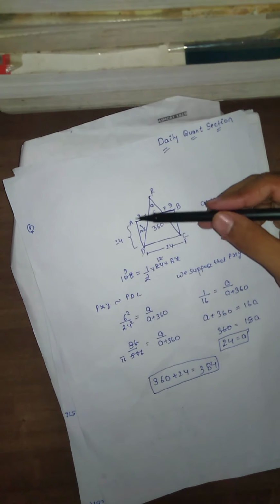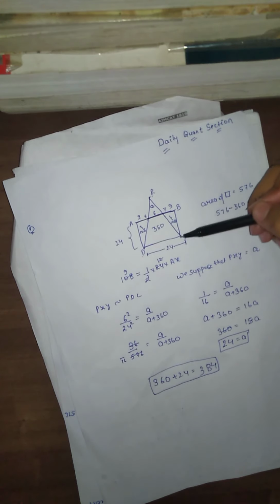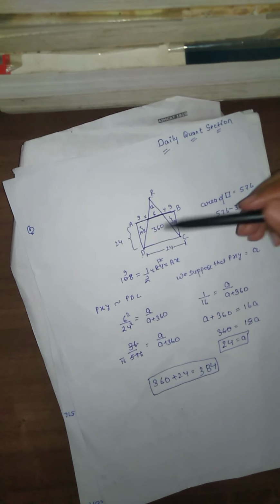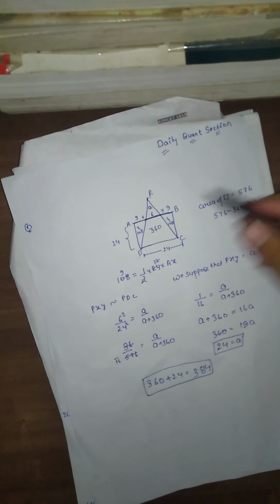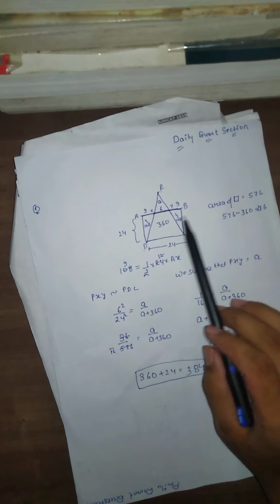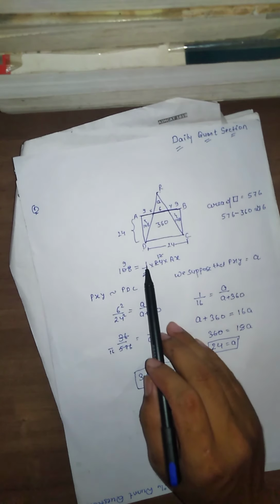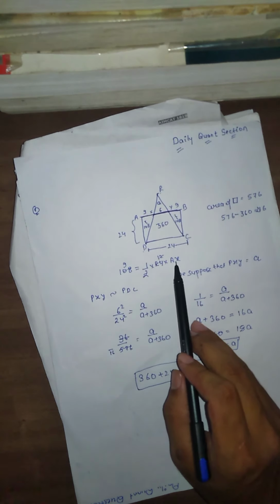The side of the square is given as 24 centimeters, and the common part is given as 360. We know that the area of the square is side square, which is 576, and the remaining area is 216. Both triangles ADX and BYC are equal, so 216 divided by 2 means ADX is 108 and BYC is also 108. And to find the area of a triangle we use 1 by 2 base into height. It means 108 is equal to 1 by 2 into base into height.